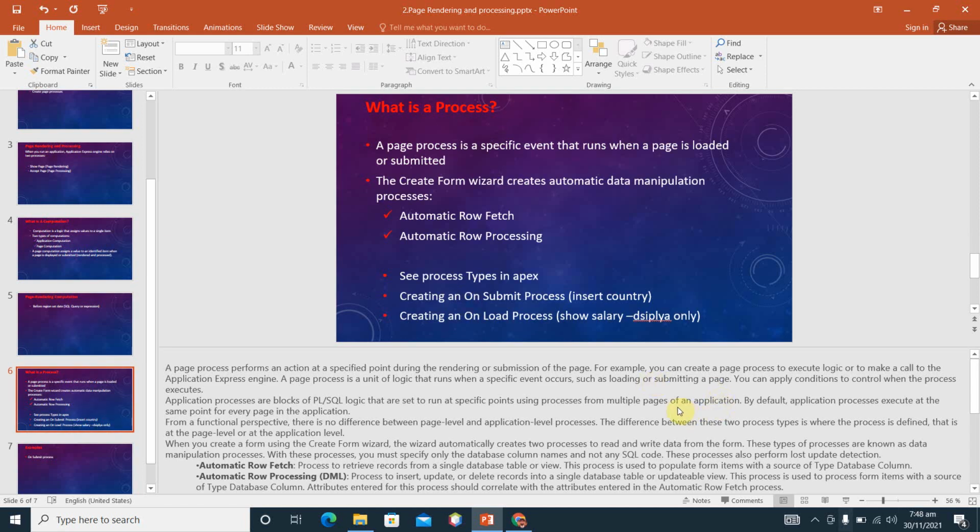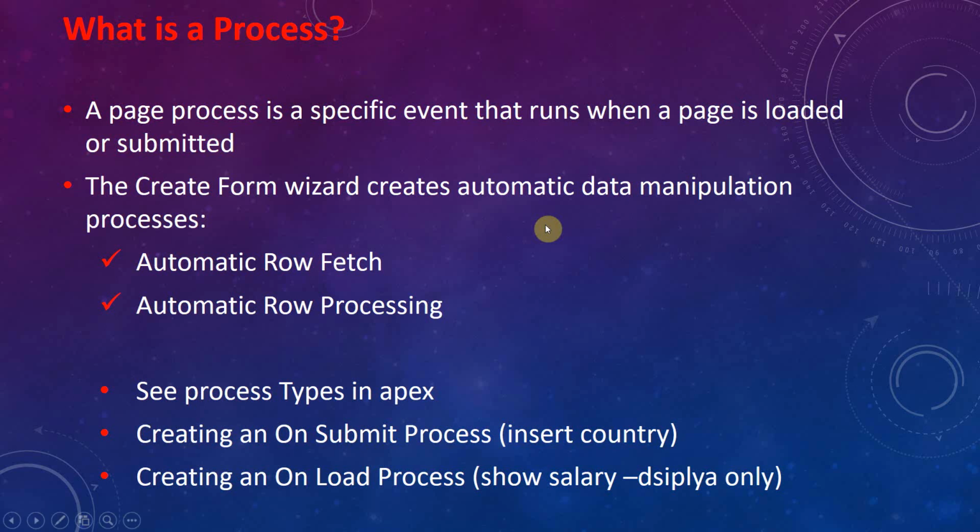So now we see what a process is. A page process is a specific event that runs when a page is loaded or submitted. When we create a form wizard, basically two processes are created automatically. The first one is row fetch, and the second one is row processing. When we click on save, the processing process is executed and saves data into our database. So let's take an example of creating a submit process.